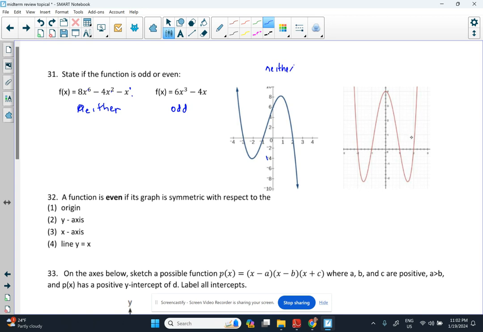And the last function we know is even. It's symmetric with respect to the y-axis. So this is symmetric about the y-axis.